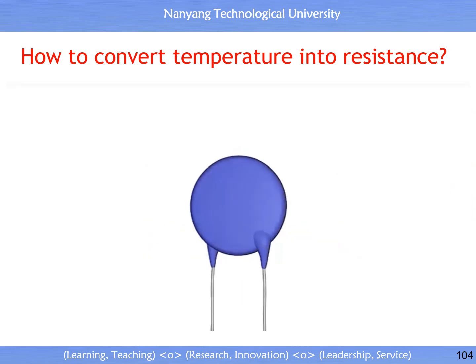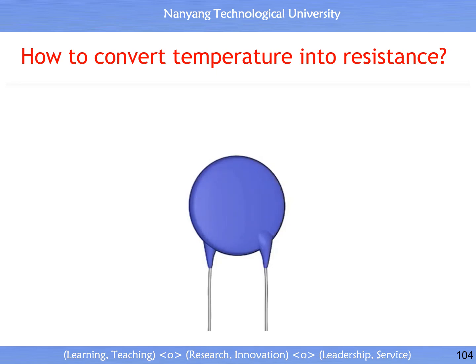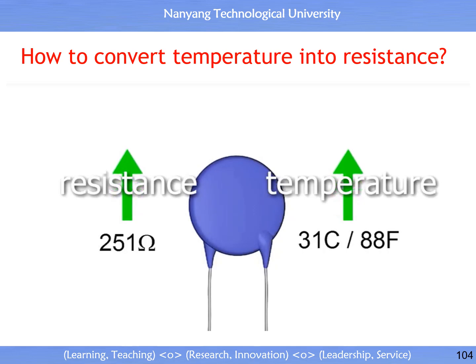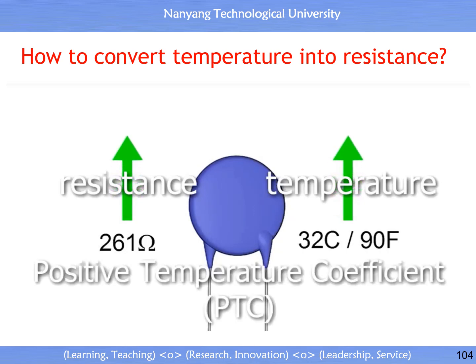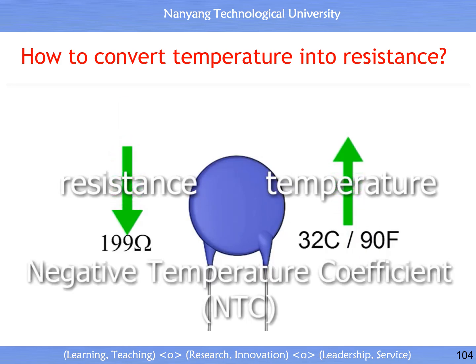A thermistor is usually a ceramic or polymer material with two wires connected to it. The key is that the thermistor's resistance changes with temperature. With some, the resistance increases as the temperature increases. Those are called positive temperature coefficient, or PTC thermistors. With others, the resistance decreases as the temperature increases. Those are called negative temperature coefficient, or NTC thermistors.